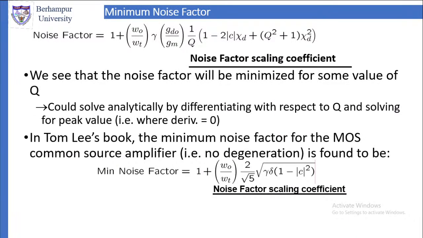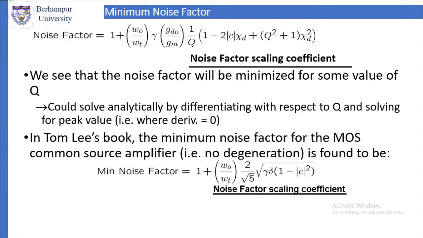So this is the expression for the noise factor. Now what will be the minimum value of this? When will we get the minimum noise factor? We see that the noise factor will be minimized for some value of Q. If you keep on increasing Q, does the noise factor go on decreasing, or does it go on increasing? There is a part which decreases and there is another part in which it increases.